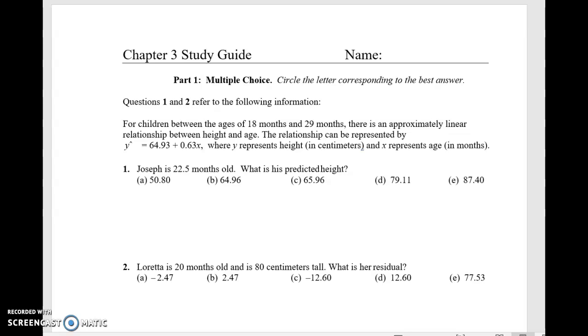Talking about the Unit 3 study guide. Okay, Chapter 3 study guide. Our first situation is a straight up scatter plot.